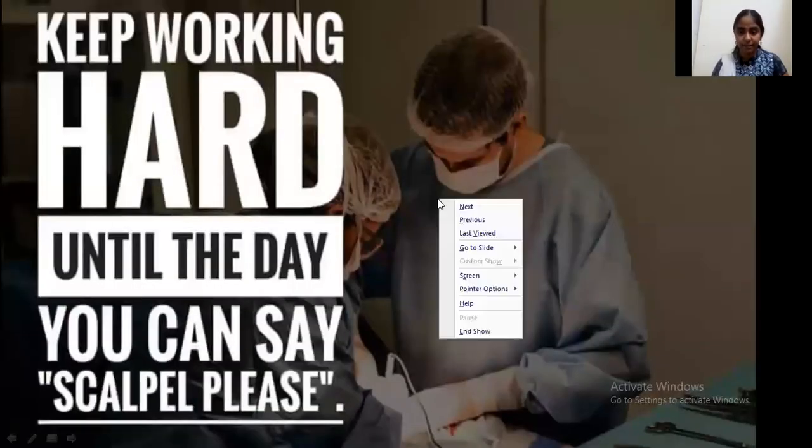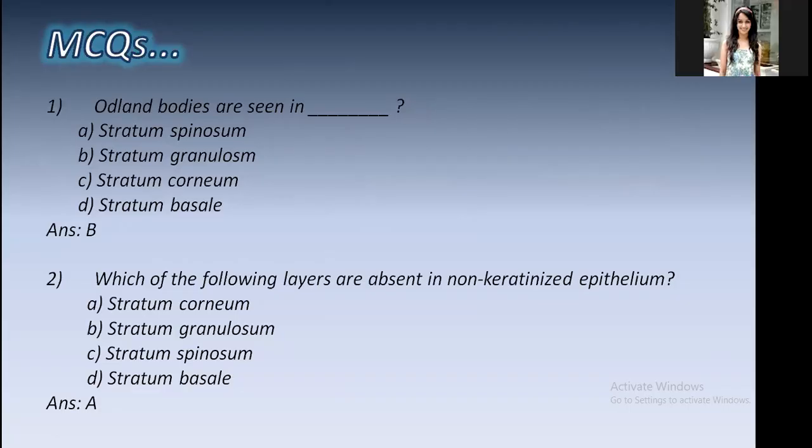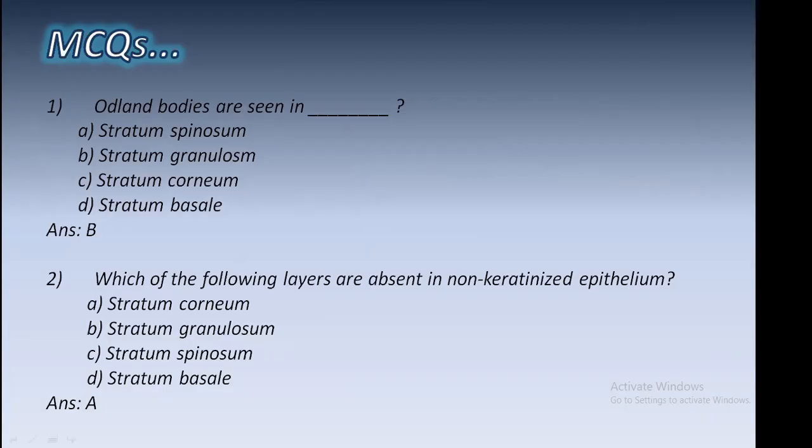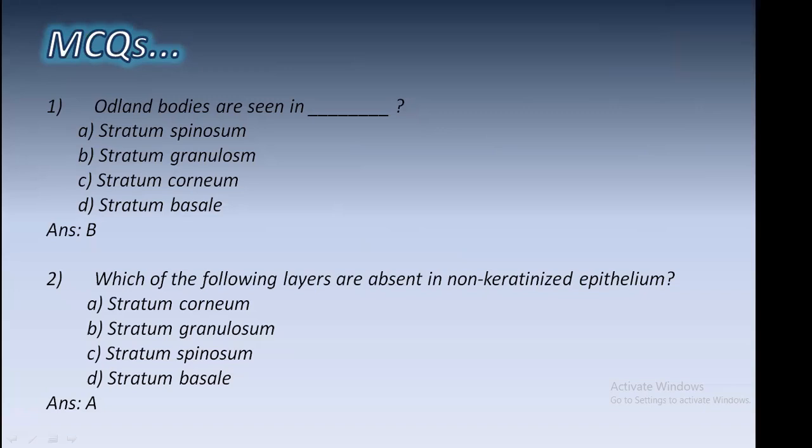We are ending this session with MCQs. First one, Odland bodies are seen in dash. Options: stratum spinosum, stratum granulosum, stratum corneum, and stratum basale. Answer is option B, stratum granulosum. I've already mentioned, students, this is a very important one word which is often asked. Odland bodies are found in stratum granulosum.